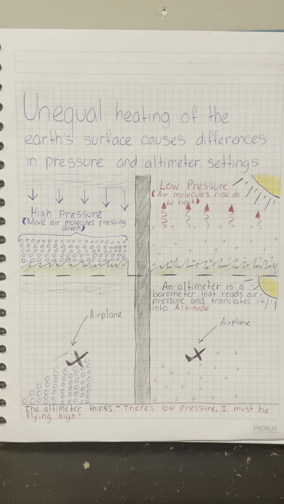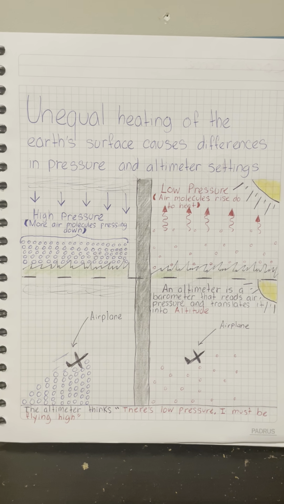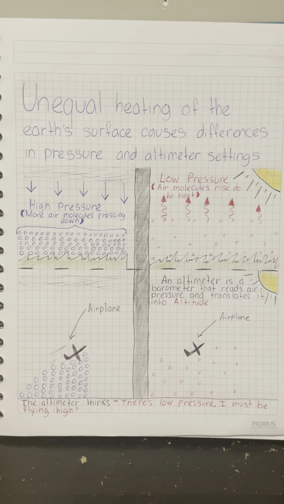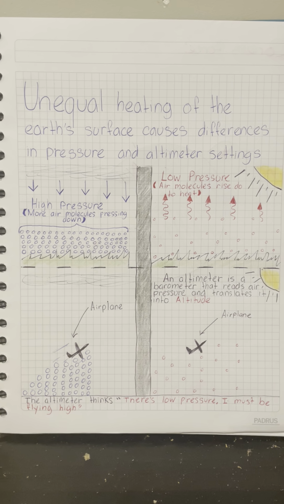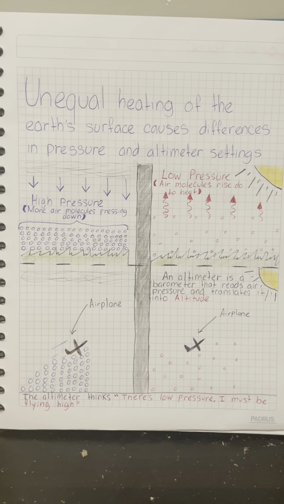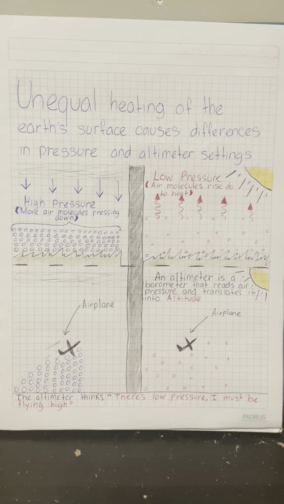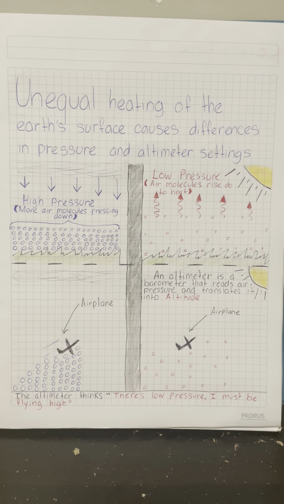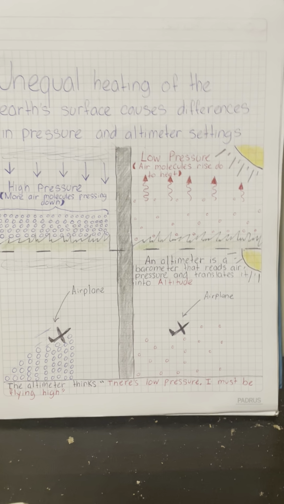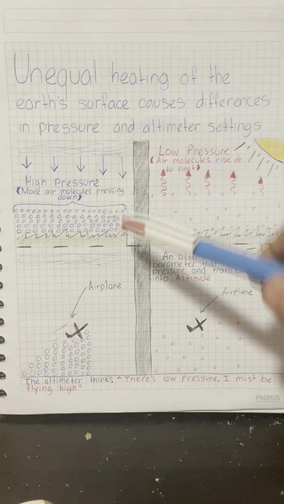This is part 2 of our main topic, causes of weather. Unequal heating of the Earth's surface causes differences in pressure and altimeter settings. Unequal heating of the Earth's surface causes differences in pressure. Let's leave it right here.